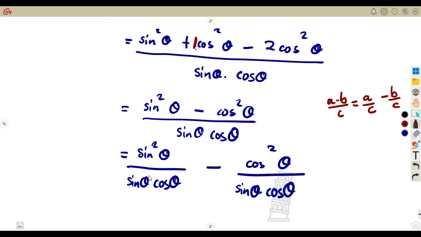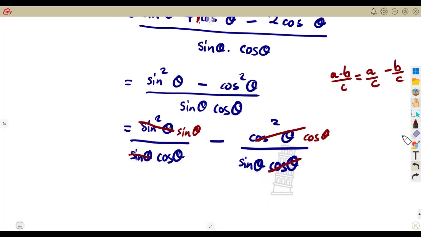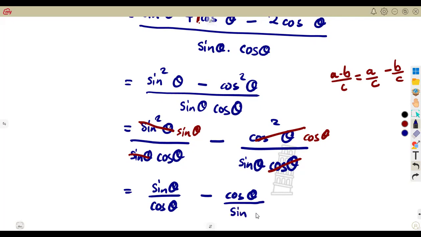So here we can see that they're like terms. They are terms that are common. So the sine into sine squared, we are going to remain with the sine of theta. The cos into the cos squared, we are going to remain with the cos of theta there in the numerator. So meaning, from the first fraction, when we divide sine and sine, it is going to give us the sine of theta over the cos of theta, minus, from the second, the cos of theta over the sine of theta.